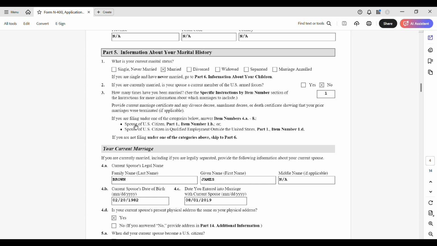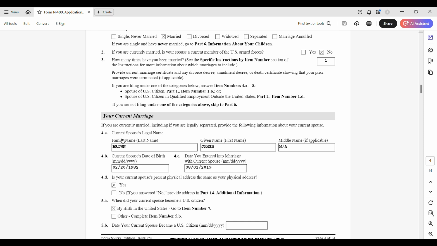If you are filing under one of the categories below, answer item number 4A to 8. Spouse of U.S. citizen. So this is the category of this applicant. So we are going to be answering numbers 4A to 8.